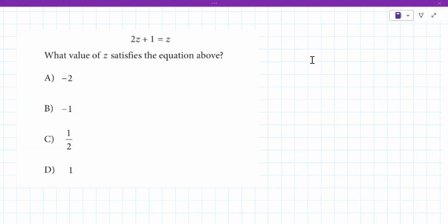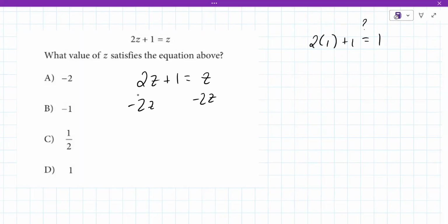Okay, so 2 times 1 plus 1 equals 1. No. I try to do it algebraically. So this one can be solved. They all can be solved. Your first choice would be to either subtract 2z or subtract z. I should drop 2z. Okay, that's fine. So this becomes 1 equals negative z. Remember, it has to be z by itself.